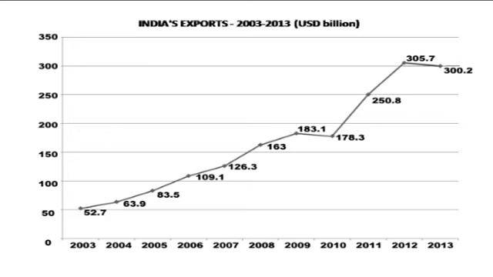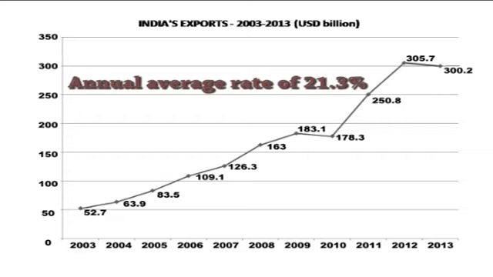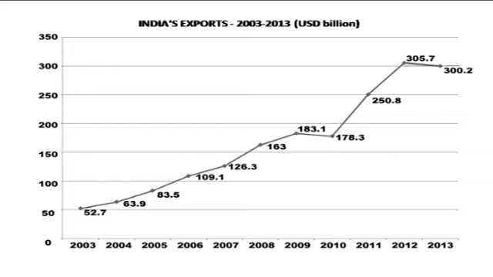Export profile of India. This line graph shows India's exports between 2003 and 2013 in billions of US dollars. Export growth. Indian exports have grown at a robust annual average rate of 21.3% between 2003 and 2013, the value of exports rising from US dollars 52.7 billion in 2003 to 300.2 billion in 2013.